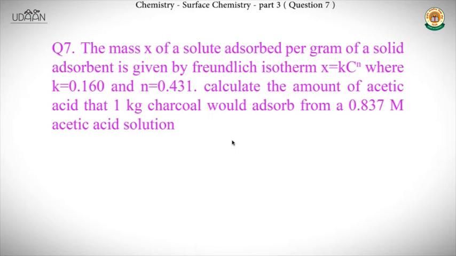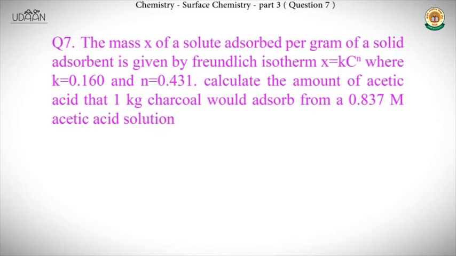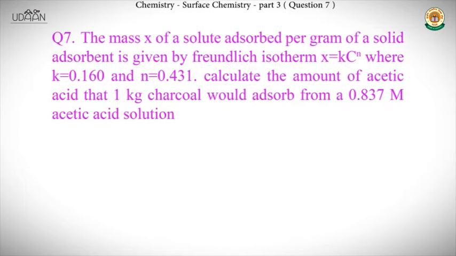Okay, so let's solve this question. The mass x of a solute adsorbed per gram of solid adsorbent is given by Freundlich isotherm, which is x equal to k c to the power n, where k is equal to 0.16 and n is equal to 0.431. We have to calculate the amount of acetic acid that 1 kg charcoal would adsorb from a 0.837 molar acetic acid solution. In this question we'll see the direct application of the formula for Freundlich isotherm, which is given to us in the question.